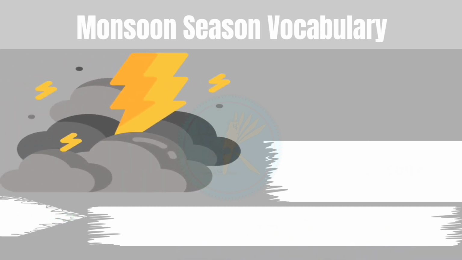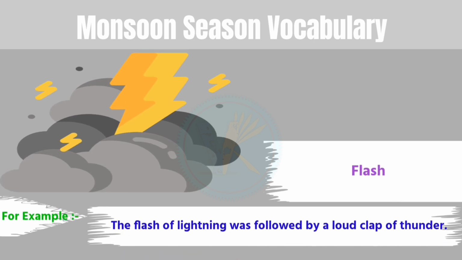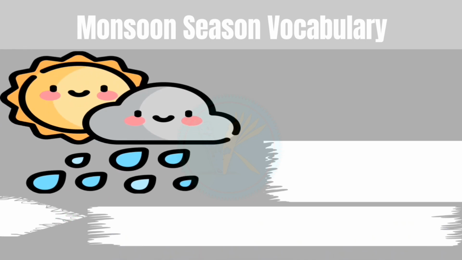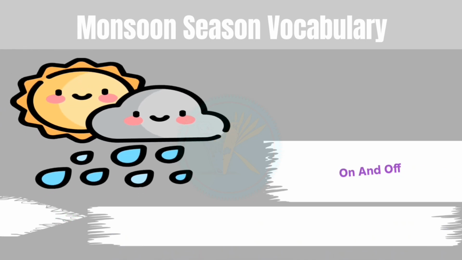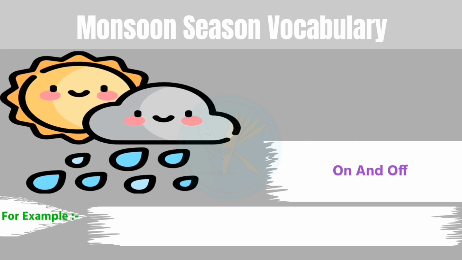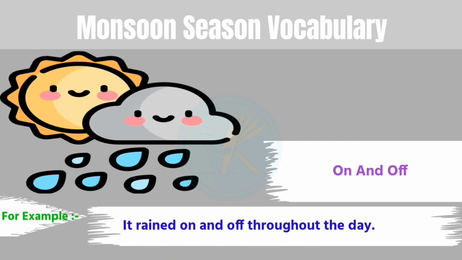Next, flash. Flash. For example, the flash of lightning was followed by a loud clap of thunder. Next, on and off. On and off. For example, it rained on and off throughout the day.